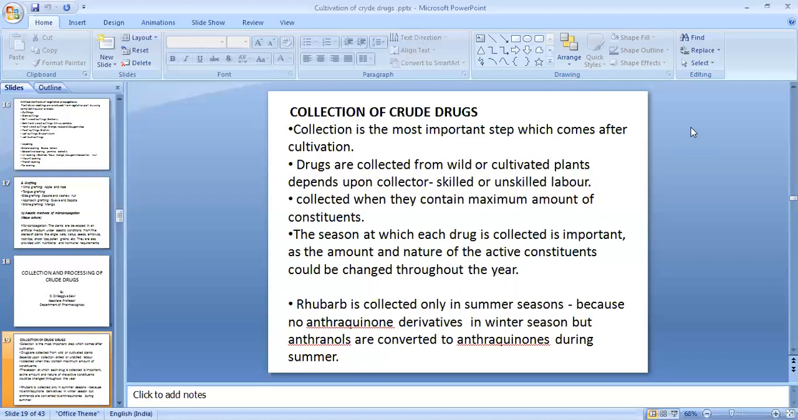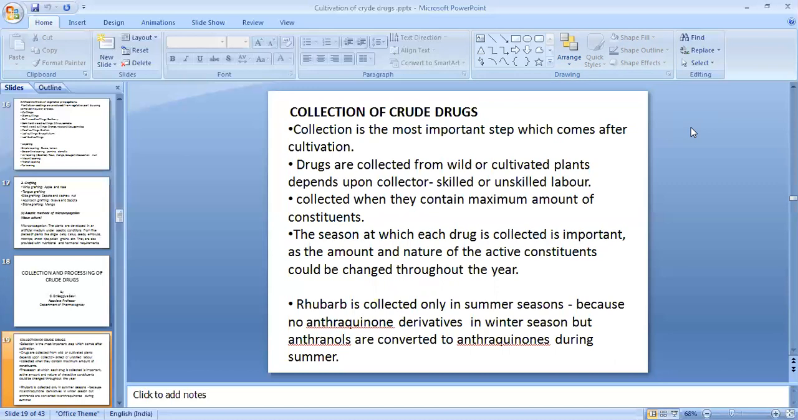And whether the drugs are collected from the wild source or from the cultivated plants, the collection depends upon the collector, who is nothing but the person who is going to collect the drugs, either a skilled person or unskilled labor. When you are going to collect the crude drugs, we have to take some points into consideration. That is, we have to collect the drugs when they contain the maximum amount of active constituents.